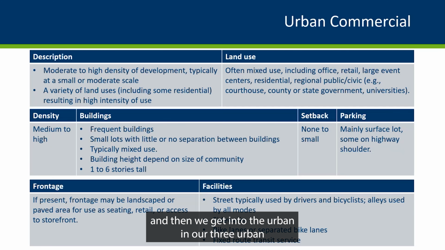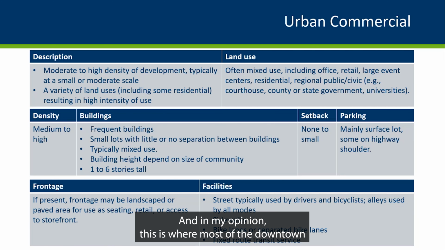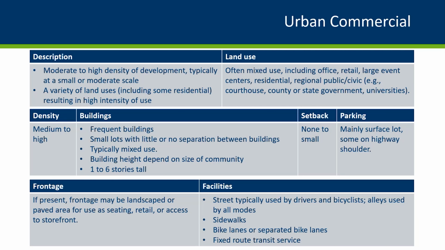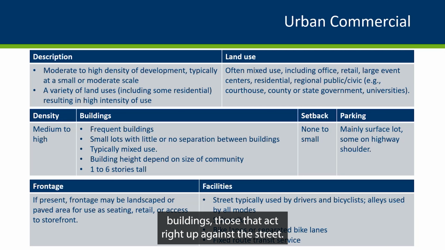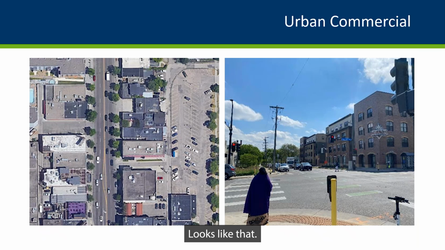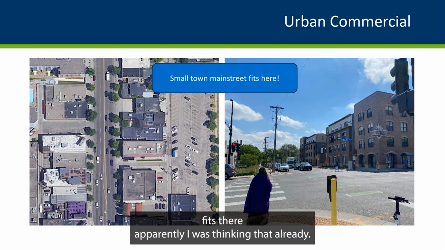And then we get into the urban, and there are 3 urban classifications. Urban commercial, and in my opinion, this is where most of the downtown Main Street type of streets fit. Buildings have no setback, they're right up against the street. You've got a grid network. Parking is on street or behind in some sort of shared parking. It can look like that. Small town Main Street fits there.